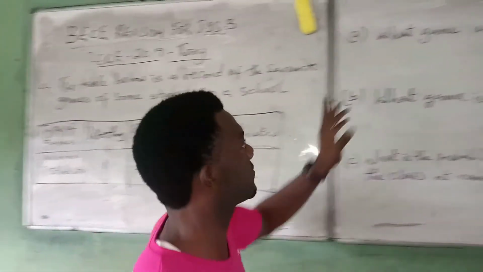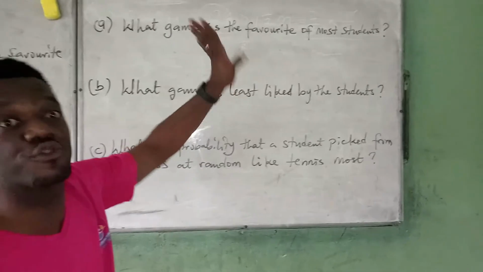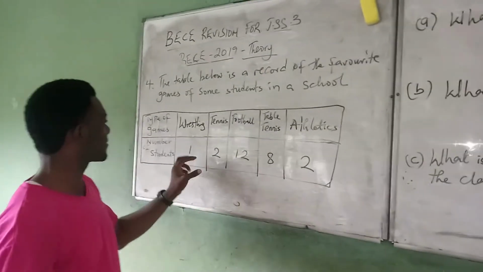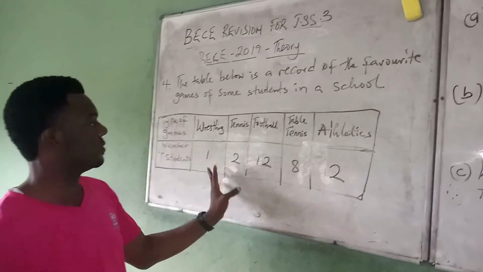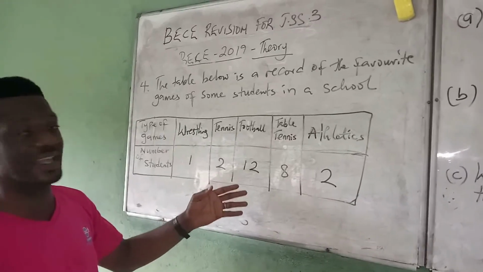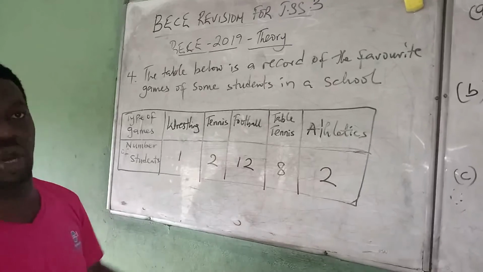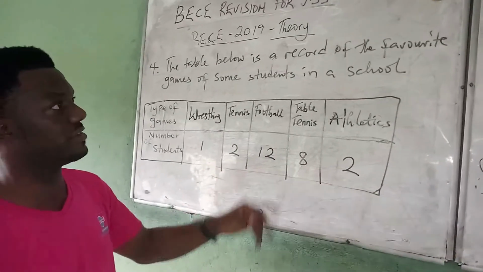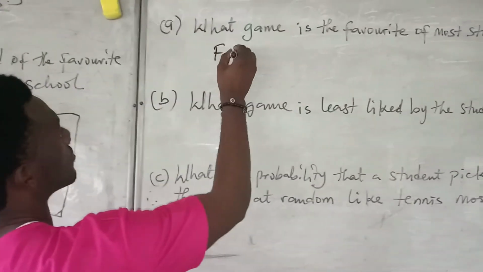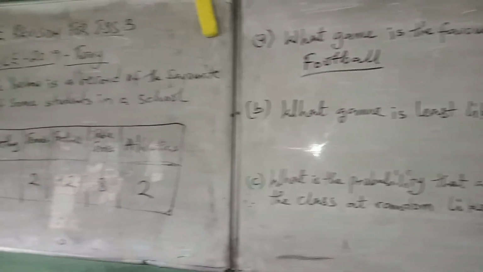Now, the question says, what game is the favorite of most students? When you look at the table, you see the greater number of students liked football. So football is the answer. So the answer is football. So that's the answer for number A.